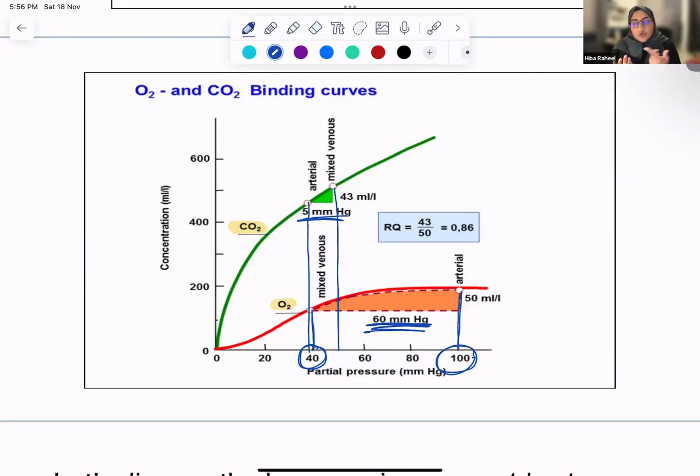Go back to the first slide. Go back to what I said at the beginning, because we want a little bit of carbon dioxide to remain in the blood at all times for cellular functions, like for example, for maintaining the pH.